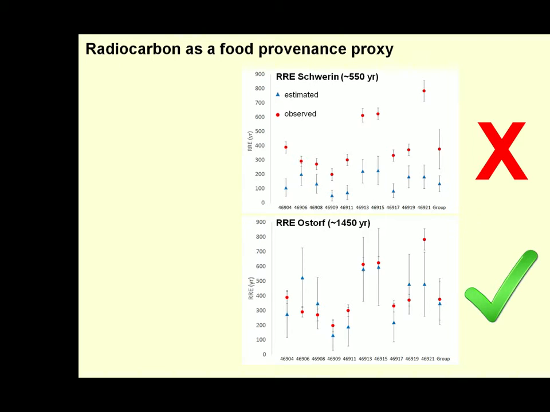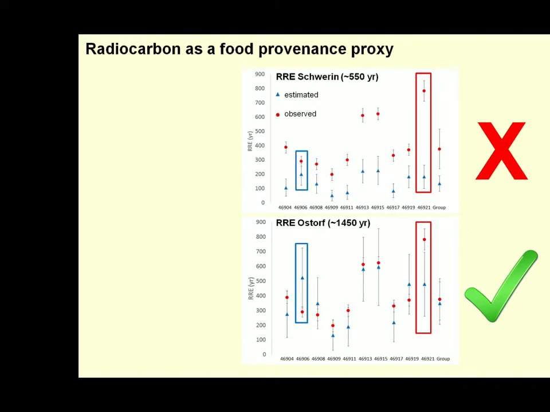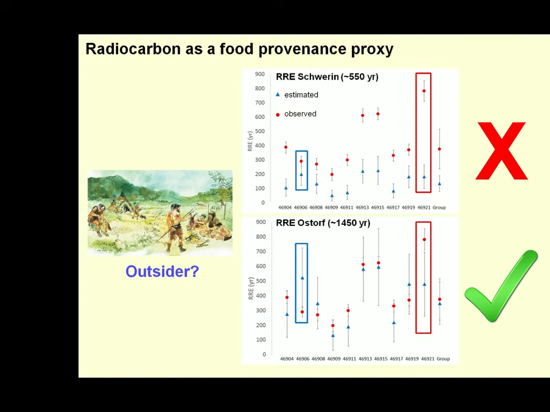Now, there's a clear outlier here, and this is probably a problem with the archaeology. And there's one individual for which the agreement is better with Lake Schwerin than with Lake Orstorf. Could this be an outsider? And you can see here a first example of the use of radiocarbon as a food provenance proxy.